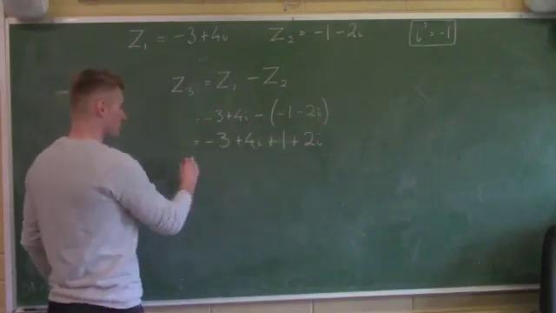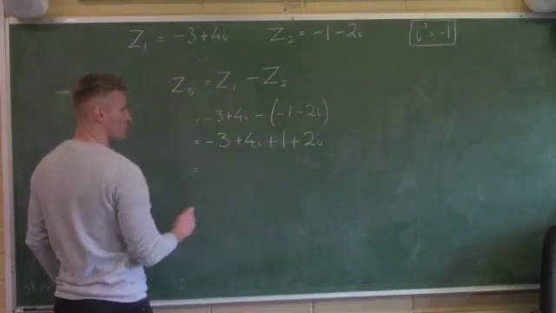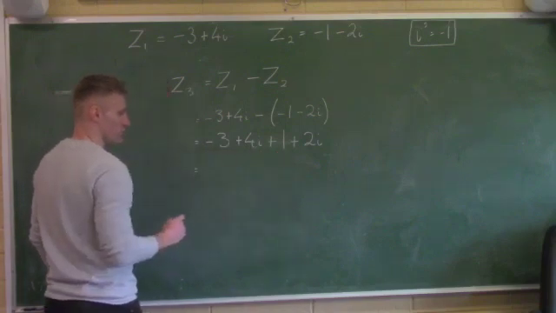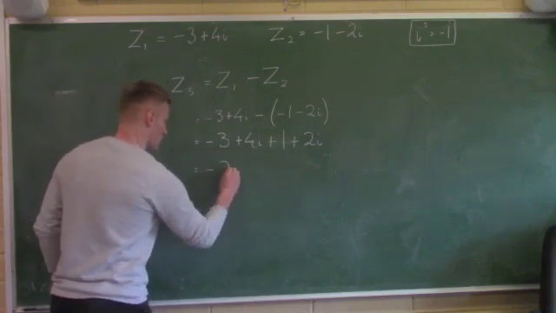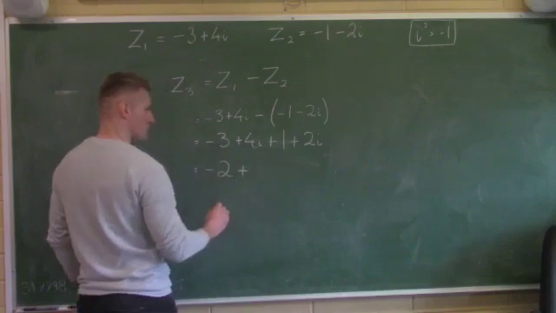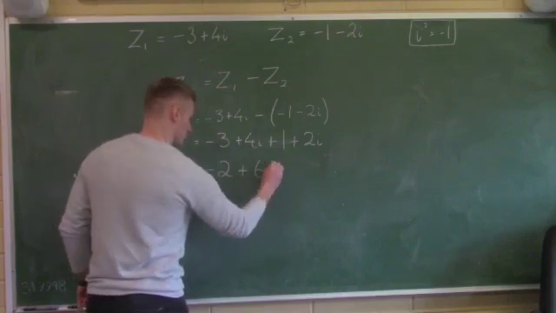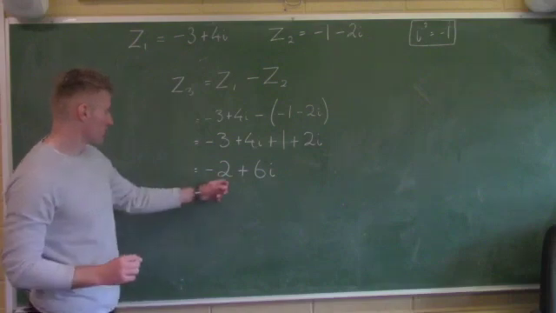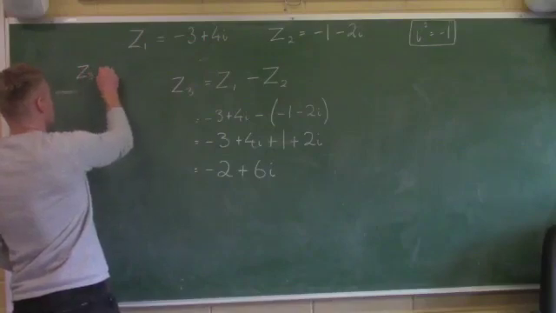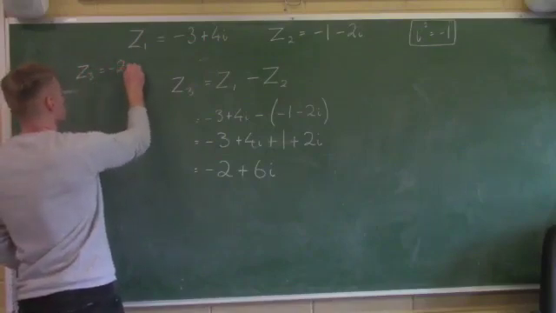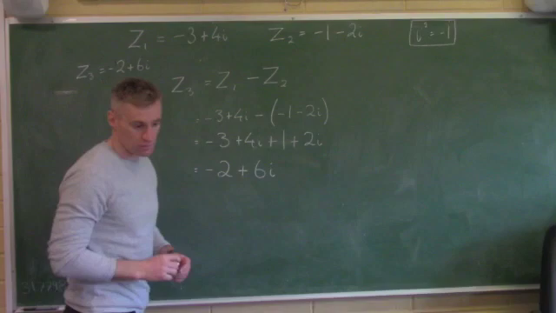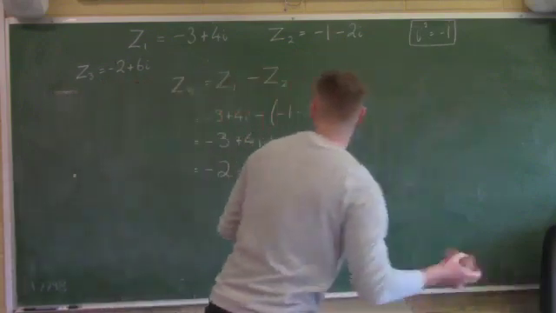Right, so now, final line, add my numbers, add my i's. Okay, what am I adding? Well, I have negative 3 plus 1. That's going to give me minus 2. Plus 4i plus 2i. 4 plus 2 is 6, so I have 6i. Alright, so my answer to that part is minus 2 plus 6i. I'm just going to write that up here for myself. Z3 is equal to minus 2 plus 6i, because I'll need that later on in the sum. Okay, I'll rub out that.